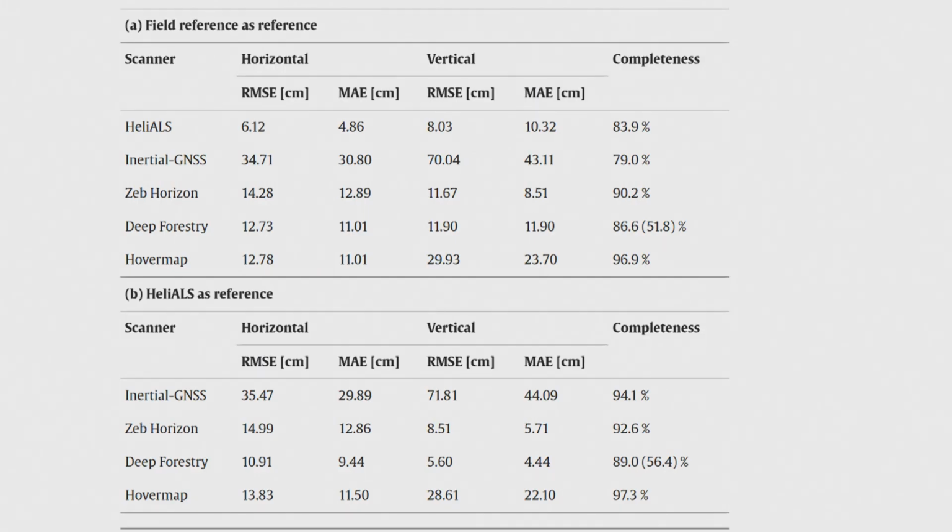So above, you have the geodetic reference, and the other is our very dense data, and then we get 6 centimeters. So basically it's even possible to use airborne laser scanning to create a geodetic network in the forest using this kind of very dense data. Most probably any drone can do it, but you need to test it because of this beam divergence issue. And when we used that, we also noticed that all these SLAM-based systems, so ZEB Horizon, Deep Forestry and HoverMap, provided an accuracy of between 10 and 15 centimeters, which is nice. That is actually adequate for creating the field reference.